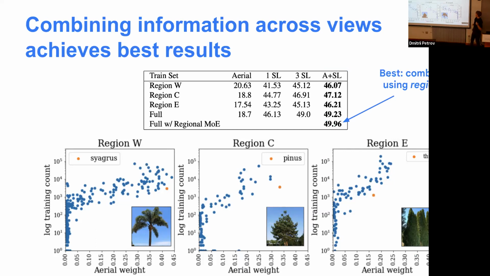Makes sense, right? You have different distributions of trees. But it's also quite cool to see what trees are actually being trusted, where these mixture of expert weights for the aerial data are quite high. And it's often things like palm trees or very tall trees where possibly the street level data is not actually capturing the most identifiable information. Turns out a lot of street level data of palm trees looks like a telephone pole, just like a big stick.